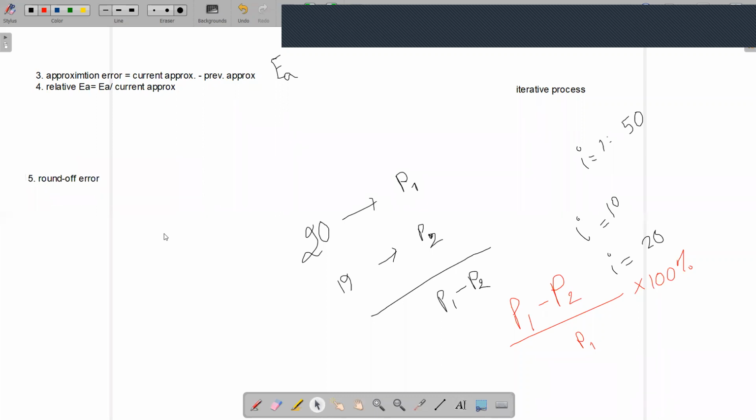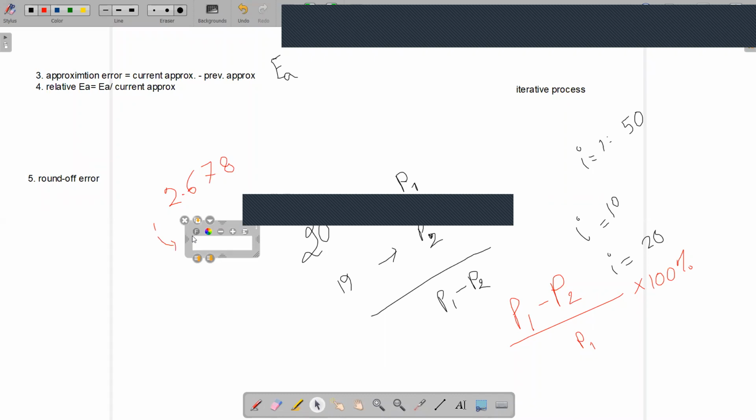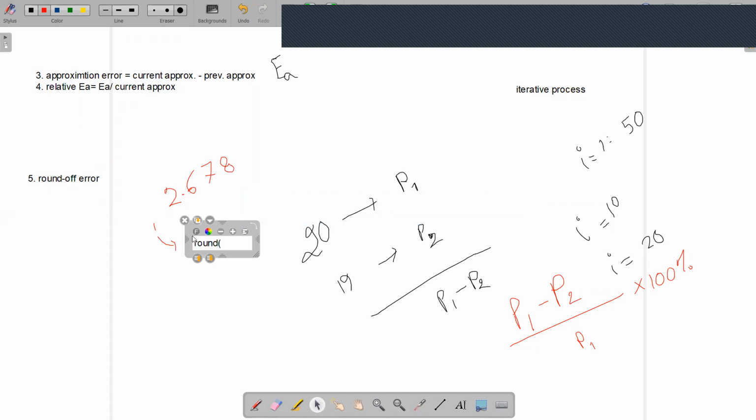So what is round off error? In MATLAB, you write an equation like this. Say, for example, you have 2.678. This is your true value. When you write round(A, 2) in MATLAB, where this is your A, round is the MATLAB built-in function, and 2 means I want 2 digits after the decimal point.